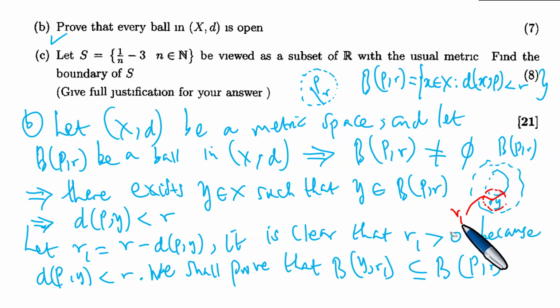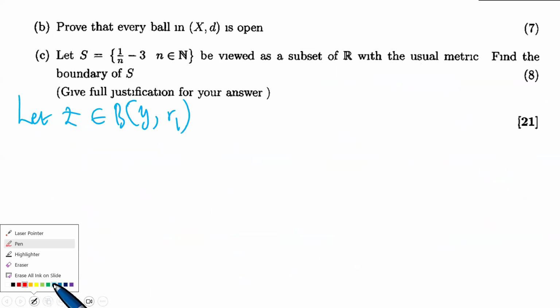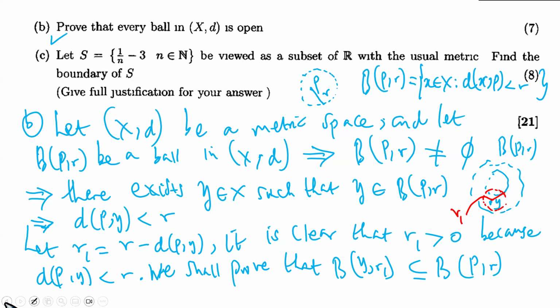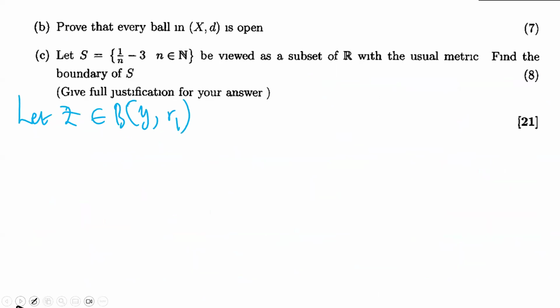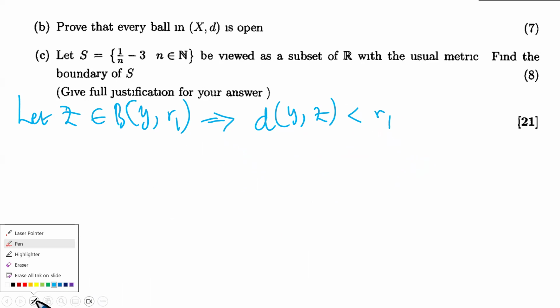What do we know about this small ball, the red one? We take a point from it and call the point z. Let z be in the smaller ball, center y, radius r1. This means that the distance between y and z is smaller than r1. It's a chain of events, so you need to have a picture to discuss these kinds of things.